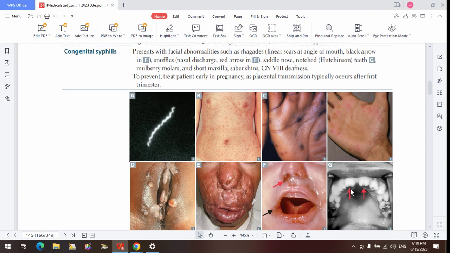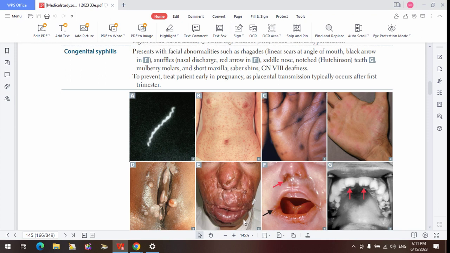So incisors become notched or thin. The molars assume the shape of mulberry molars. So those are the two things that you find within the teeth. Then you go to the nose. The nose cartilage becomes kind of destroyed. So they have this saddle nose. It looks flattened. Saddle nose. Then they have snuffles. They're always having nasal discharge. Snuffles, saddle nose, those two things in the nose.